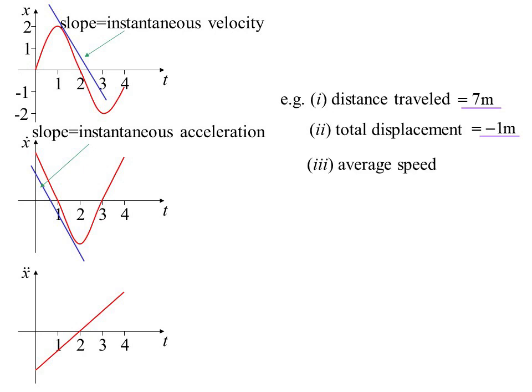Average speed is distance over time. The total distance we travelled was 7 over the time 4, whereas average velocity is displacement over time, so it'd be -1/4.